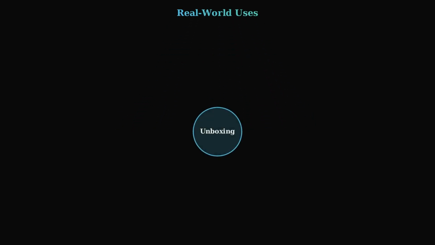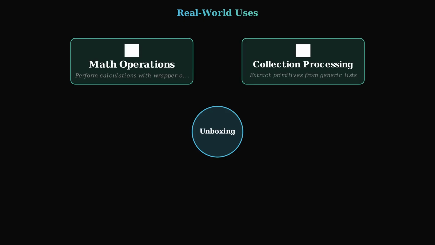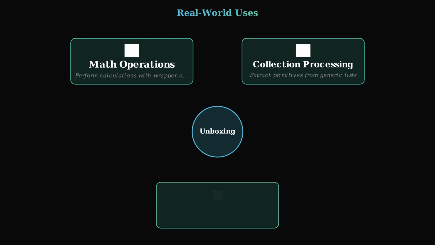How is unboxing used in the real world? Math operations. Perform calculations with wrapper objects. Collection processing. Extract primitives from generic lists. Method parameters. Pass wrapper types to primitive parameters. Unboxing powers all these applications. Let's see the problem it solves.